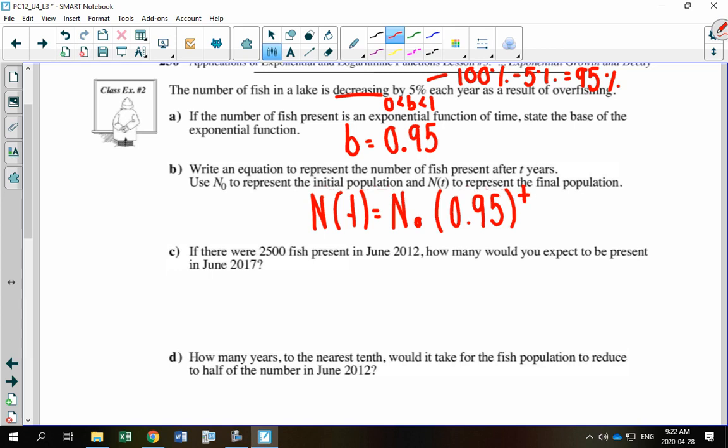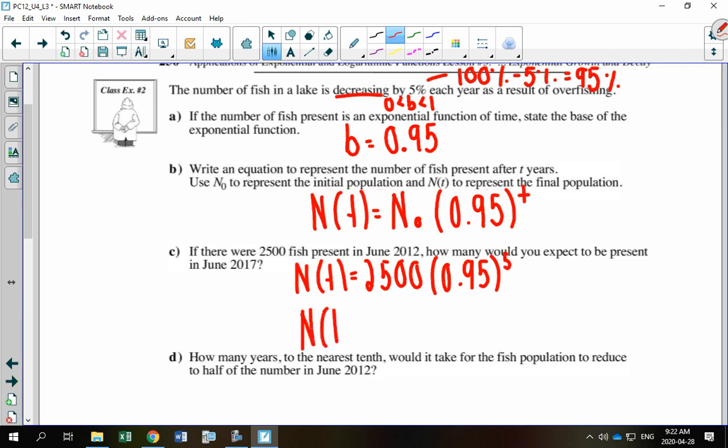If there are 2,500 fish present in June 2012, how many would you expect to be present in June 2017? So we're looking for our final. Starting off with an initial population of 2,500, 0.95. That initial population was in 2012. We want to know 5 years later, so t will be 5. So our N of 5 will be 1,934 fish.